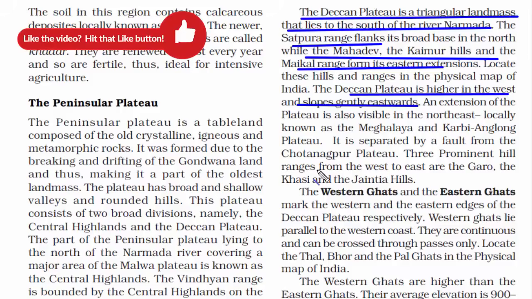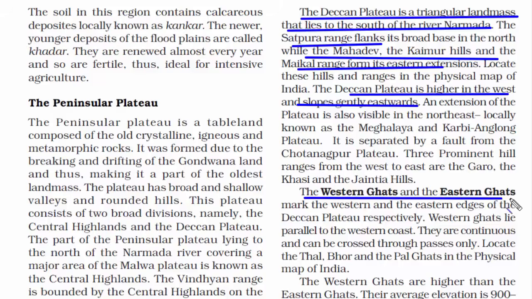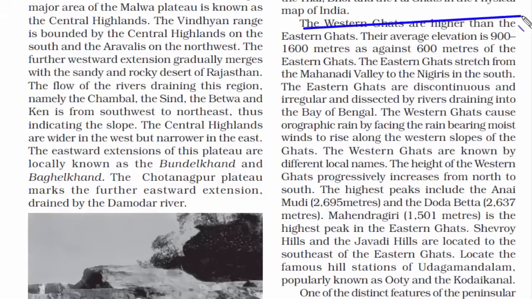Another factual thing is that Deccan Plateau is a bit higher in the western side and slopes gently towards the eastern side. And this is one of the reasons why the majority of the rivers flow into the Bay of Bengal, that is towards the eastern side. So Western Ghats and the Eastern Ghats are the west and east edges of the Deccan Plateau. Western Ghats are higher in elevation than the Eastern Ghats.